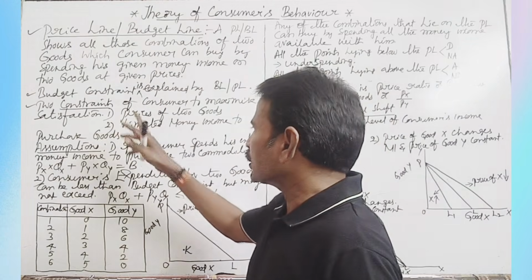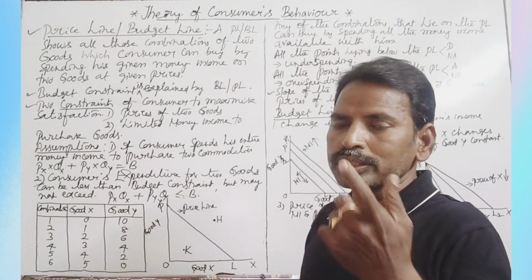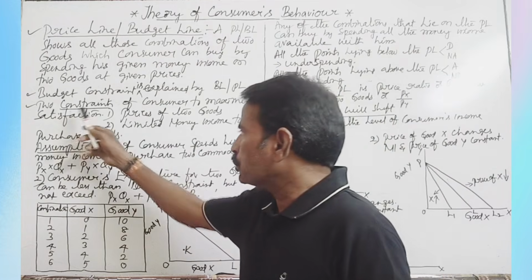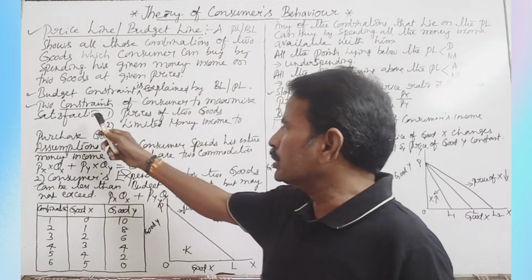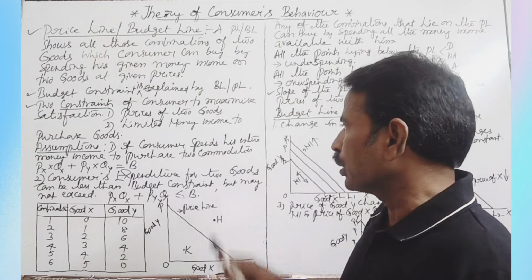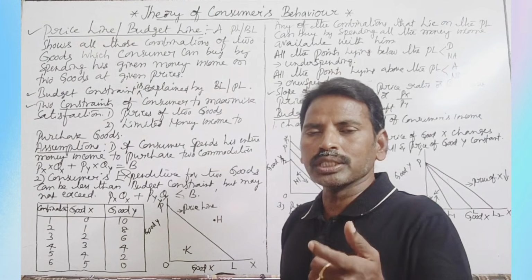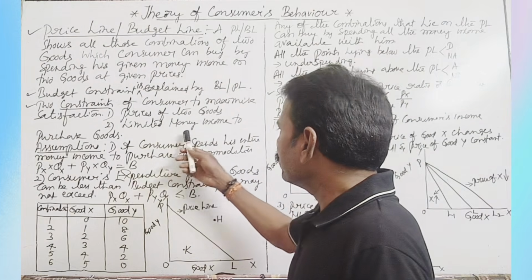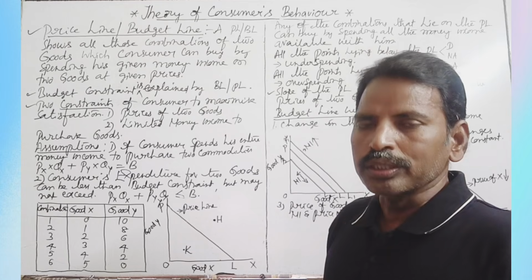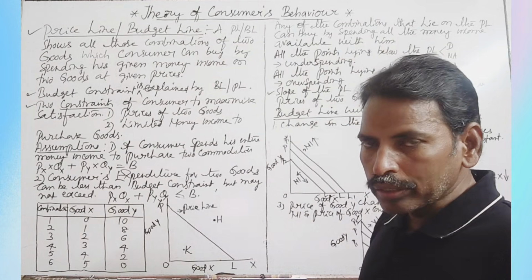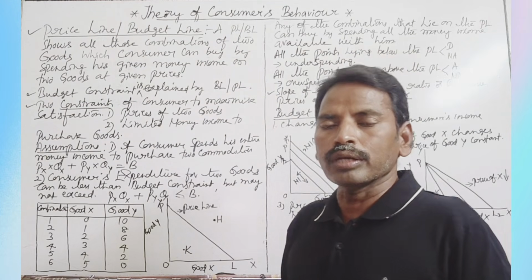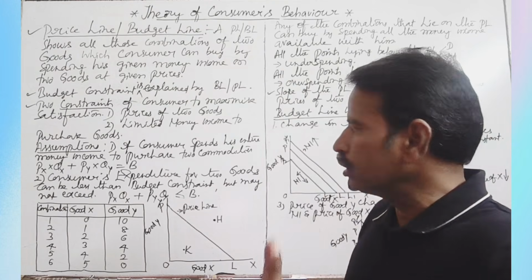Next, there are two constraints of the consumer to maximize satisfaction or to reach a higher level of indifference curve. One is the prices of two goods, PX and PY. The second one is limited money income to purchase both goods. These are the two constraints of the consumer to maximize satisfaction.